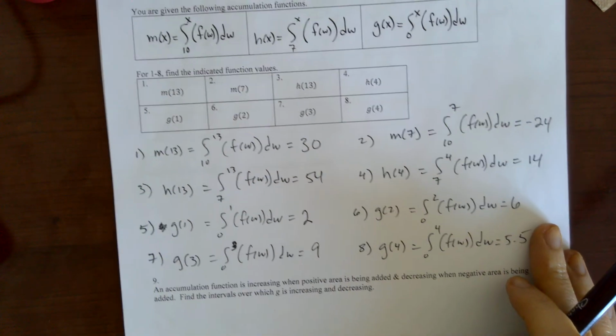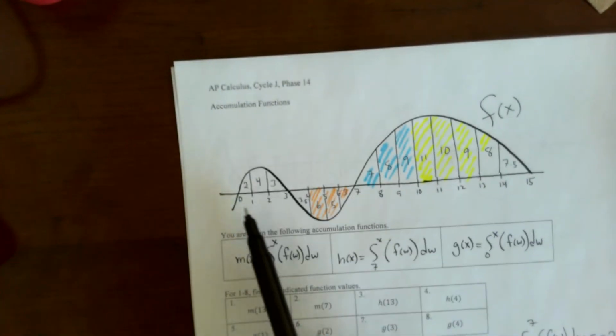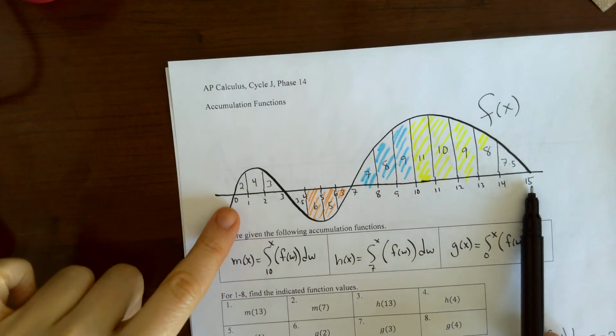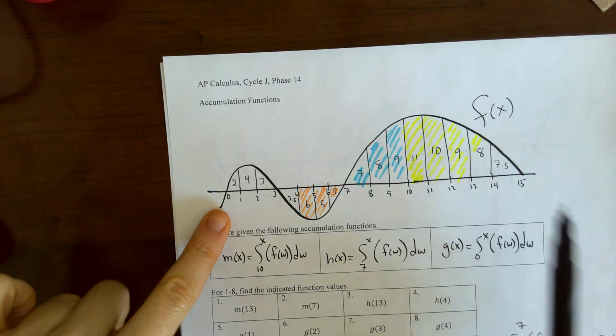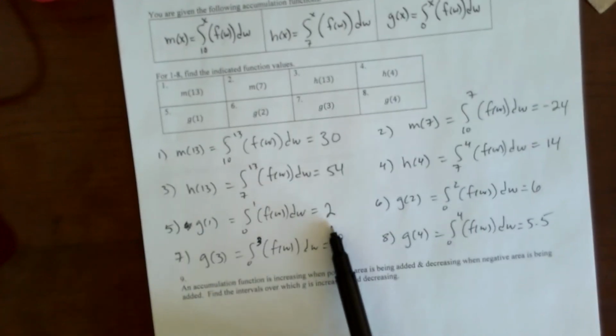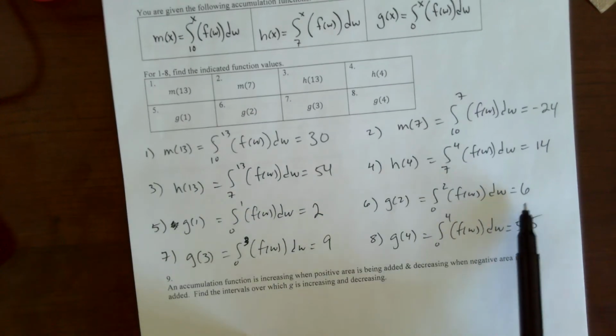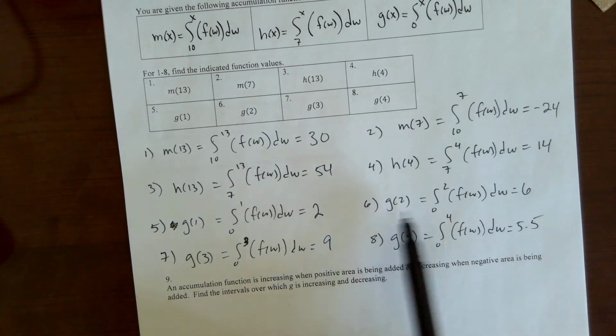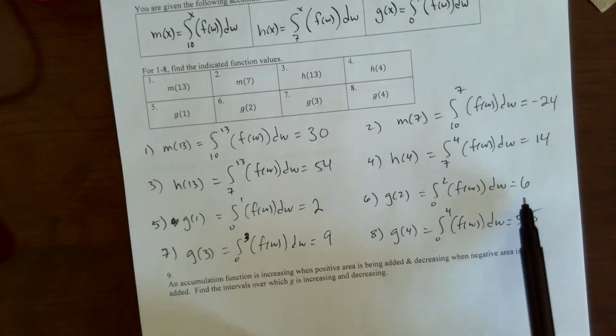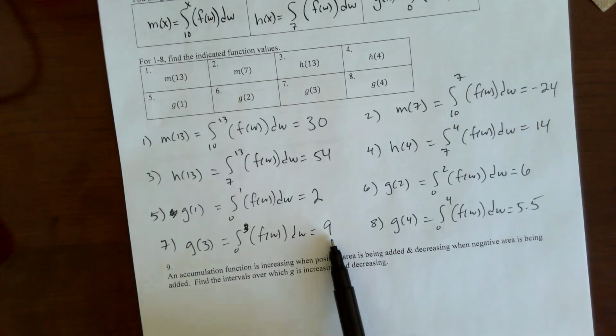Okay, so we're going to start at 0. The intervals are going to be subintervals of 0 to 15. So guys, g is what we're asked about. So g of 1 was 2. G of 2 is 6. So g of 2 is bigger than g of 1, so it's getting bigger, increasing. And then g of 3 is 9.